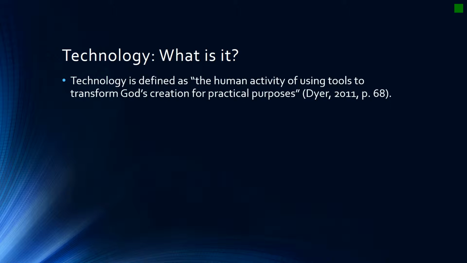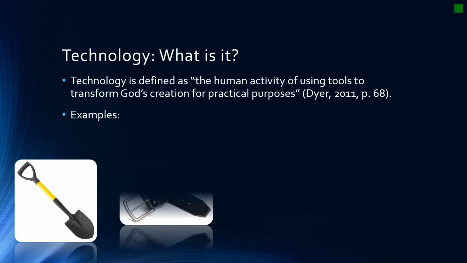Most of the time when people think about technology, their minds think about cell phones or laptop computers. That's what I think of. However, this definition from Dyer encompasses much more than our modern technologies and helps us to understand the development of technology. Using this definition, examples of technology could include a shovel or a belt.